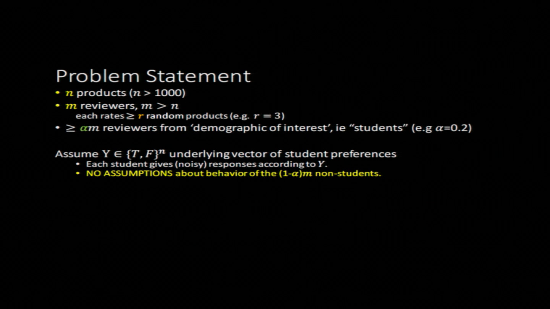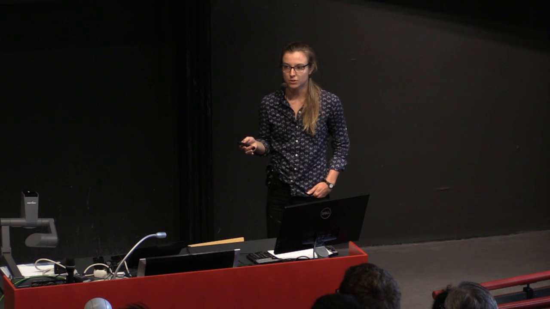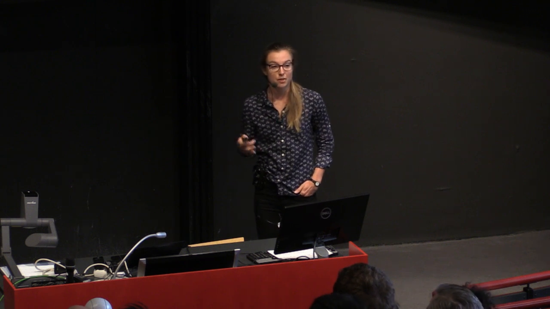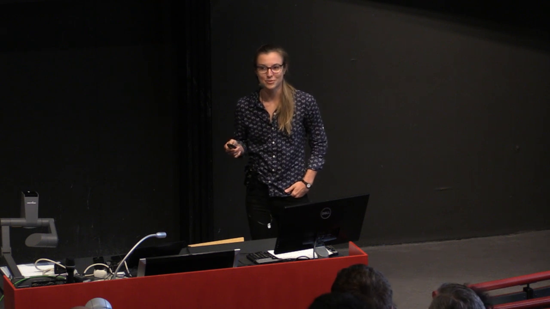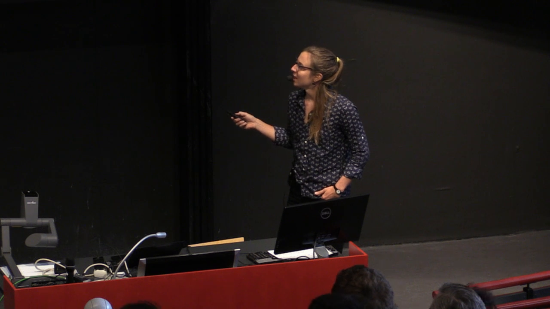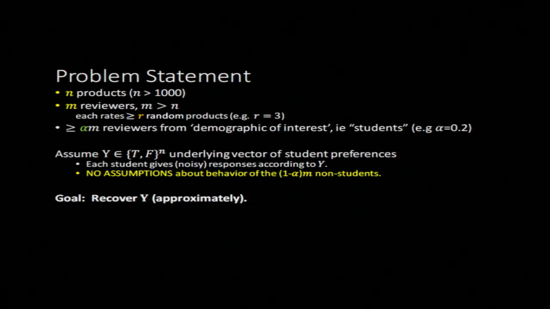Now, importantly, while we're going to assume that all of the students agree on which products are good or bad, we're making no assumptions about the rest of our reviewers. So in particular, the 1 minus alpha fraction of our reviewers who aren't students might be giving us random, arbitrary, or even adversarial ratings. So they might be colluding to try to mess up our understanding of the student demographic's preferences. And so then our goal is going to be to approximately recover y.